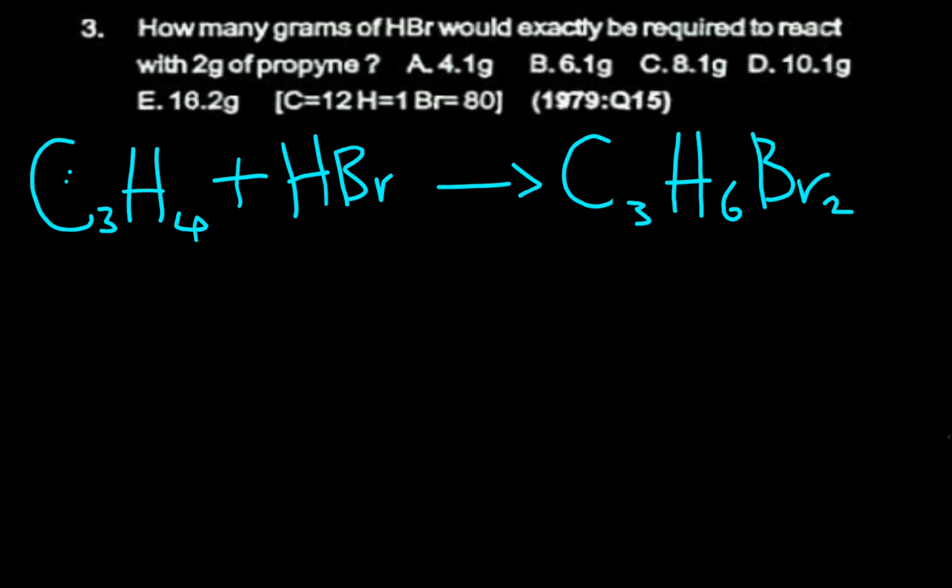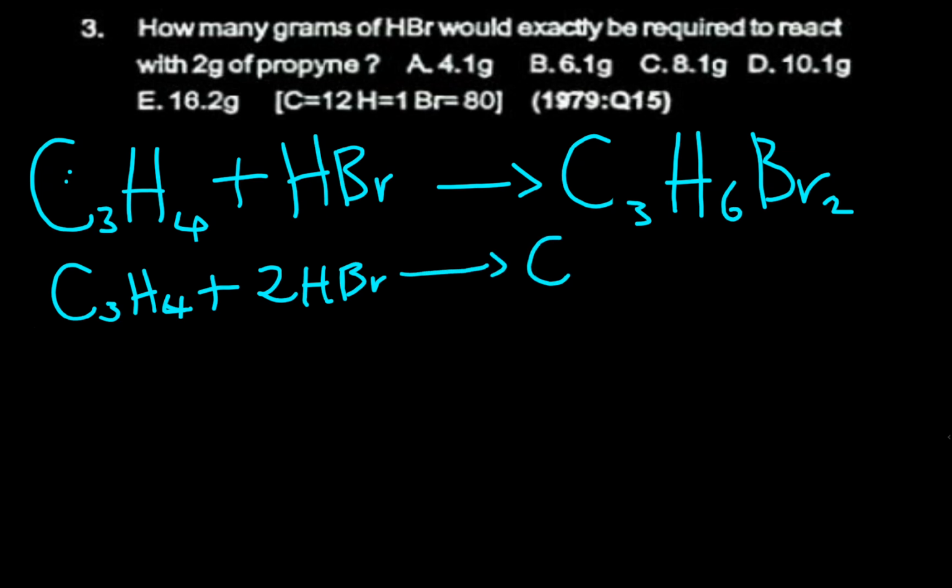And so the balanced equation becomes C3H4 plus 2HBr gives you C3H6Br2. This is what you get as your balanced equation.